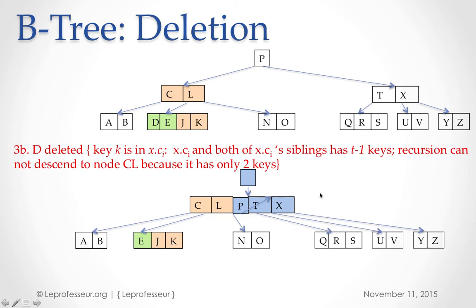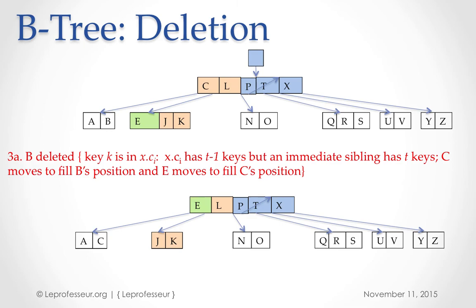Now let's talk about another case, 3a. It is a similar case. We want to delete B. Very similar to the previous one, with a little difference: x.ci has t minus 1 keys, but the immediate sibling, which in the previous one is this one, has t keys, meaning three keys.